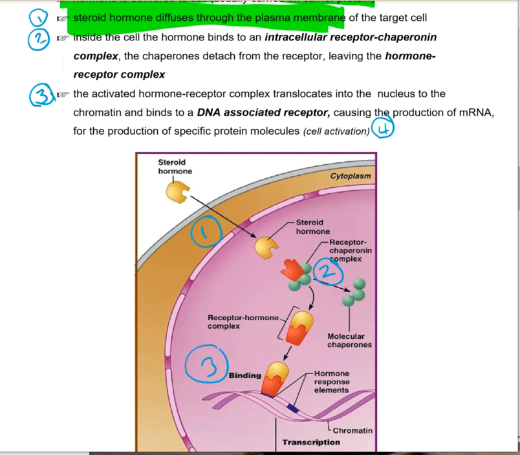We call it a receptor chaperonin complex. I think the book just says receptor hormone complex. I kind of like the chaperonin idea, because if you're looking at number 2, you see that there is a molecule that is attached to the receptor. And the steroid hormone and the molecule come together. So this chaperone molecule kind of brings them together.